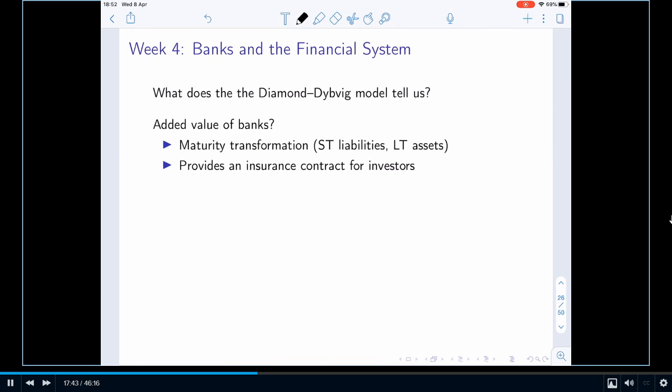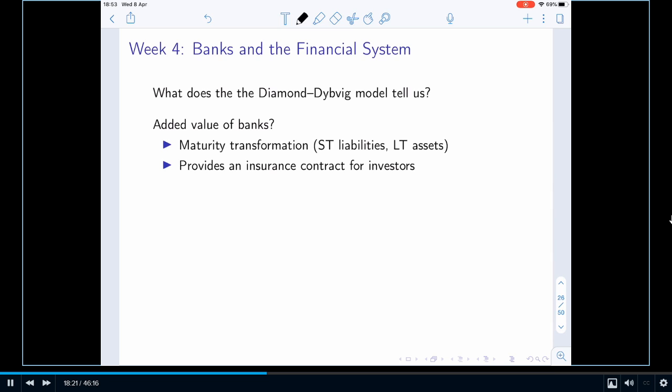So what does that mean? Well, banks, by creating these balance sheets in which they have short-term liabilities, i.e. demand deposits, but long-term assets, so long-term investment projects, they're essentially going to provide a type of insurance contract for their customers or for potential investors. So the idea is that if you're someone with money and you would like to invest that money, you could invest it directly in a project, but that project might not be able to give you a return immediately for whatever reason.